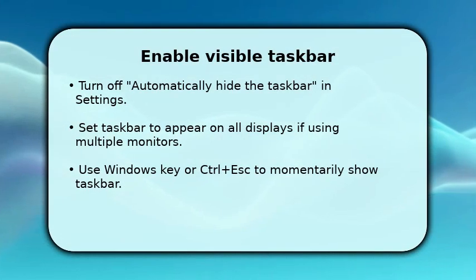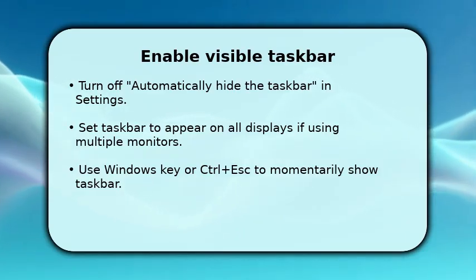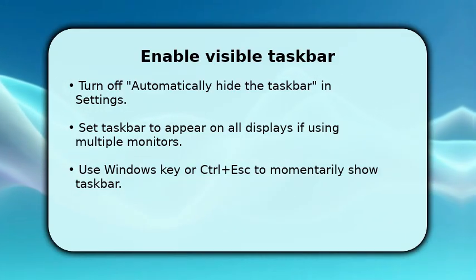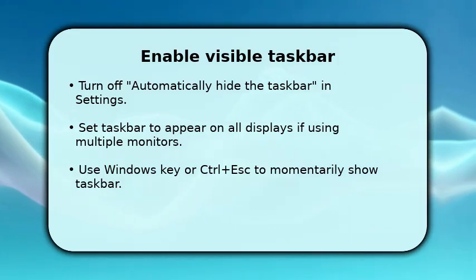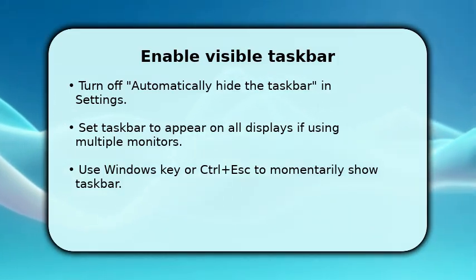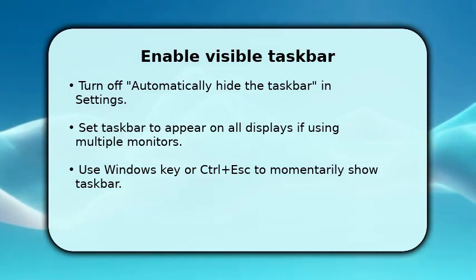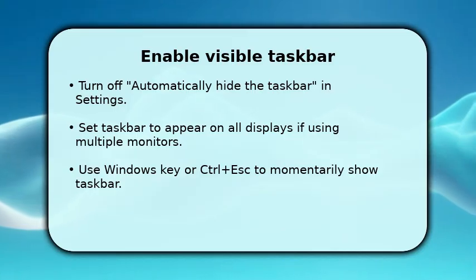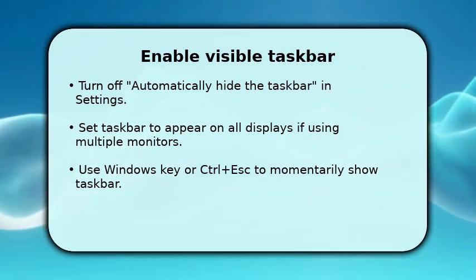Now change the core behavior. In Taskbar settings, switch off Automatically Hide the Taskbar so it remains visible while Excel is maximized. If you use 2 or more monitors, also enable Show Taskbar on all displays to keep it on every screen. When you need the taskbar immediately, press the Windows key or Ctrl+ESC to surface it without altering window sizes.